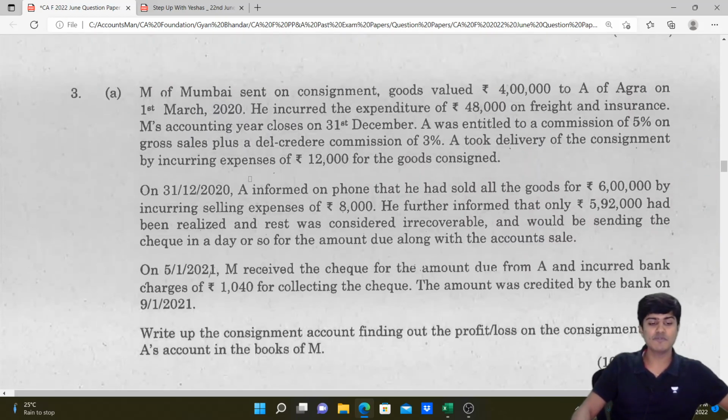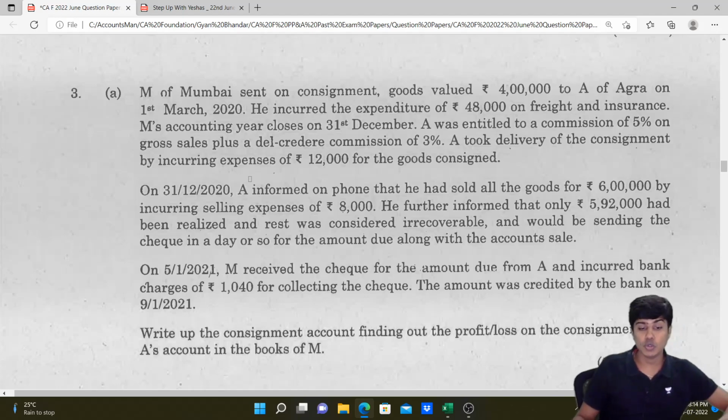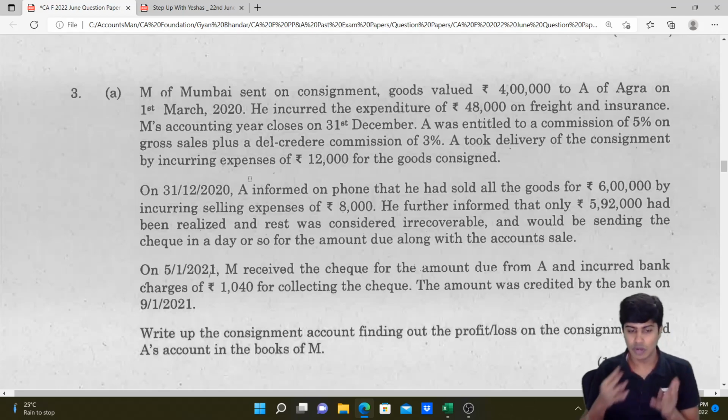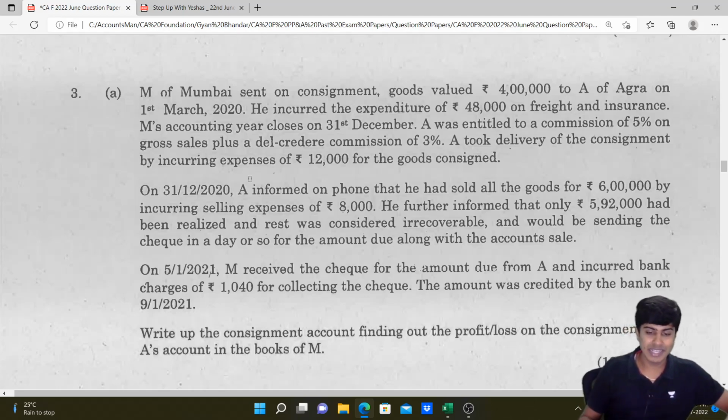Consignment question. M of Mumbai sent on consignment goods valued at 4 lakh to A of Agra on 1st of March 2020. So M of Mumbai is the consignor, and A of Agra is the consignee. 4 lakh is the value of the goods sent. 48,000 is the expense incurred on freight and insurance. This 48,000 is the consignor's expense, which is direct in nature. M's accounting year closes on 31st of December, so we're going to do the accounting as on 31st of December. Remember that 48,000 freight and this goods valued at 4 lakh.